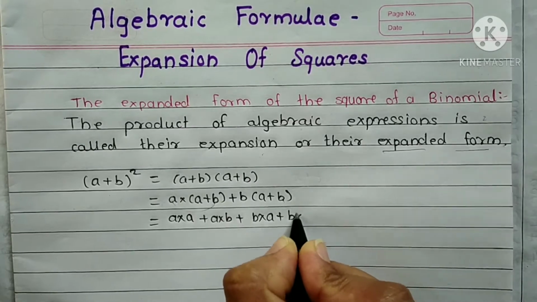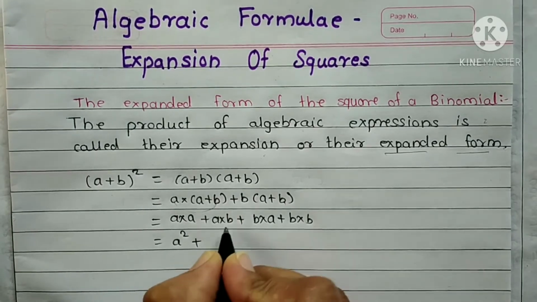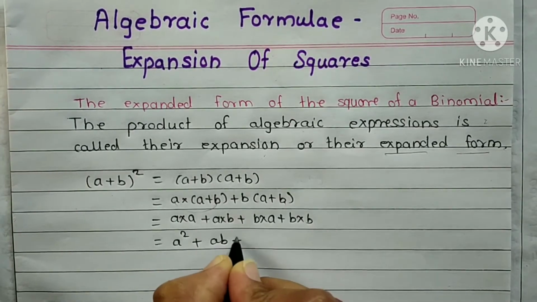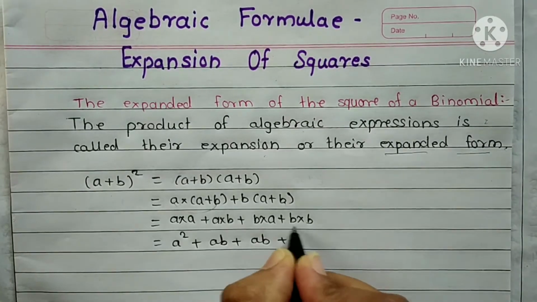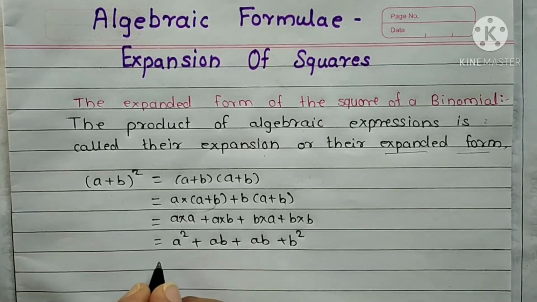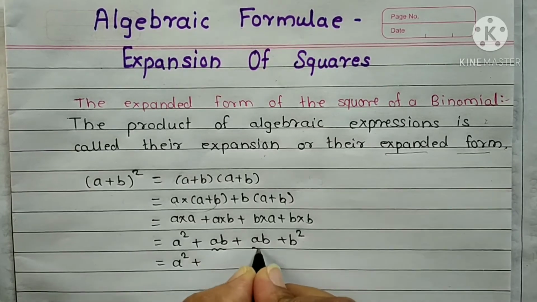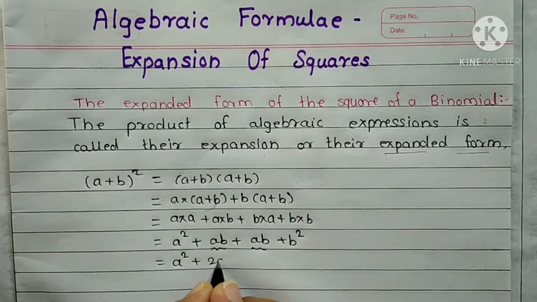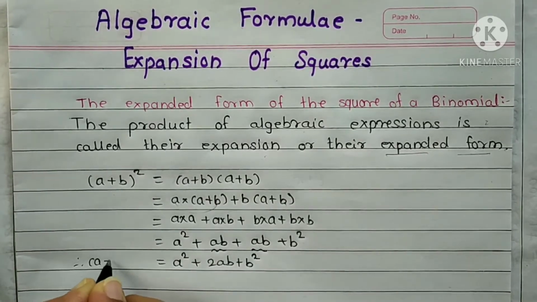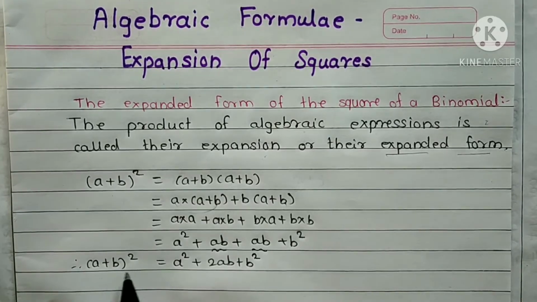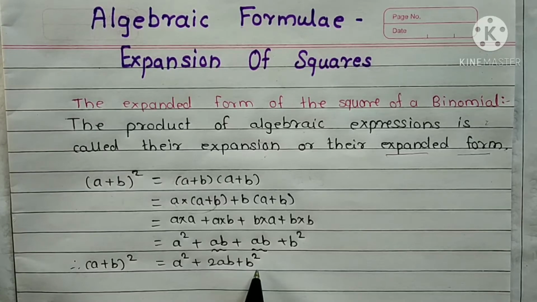b into b. A into a is a square, plus a into b, that is ab, plus b into a is ba or ab, plus b into b is b square. Now here a square plus ab plus ab; ab plus ab is 2ab, plus b square. Therefore we get the expansion of (a plus b) whole square is a square plus 2ab plus b square.